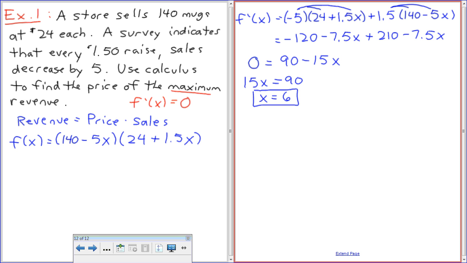Someone other than Brennan here. What does that actually mean? Does that mean the price of the cup should be $6? No. Okay. What is the price of the cups going to actually be?